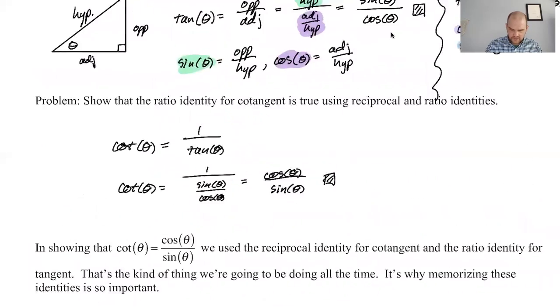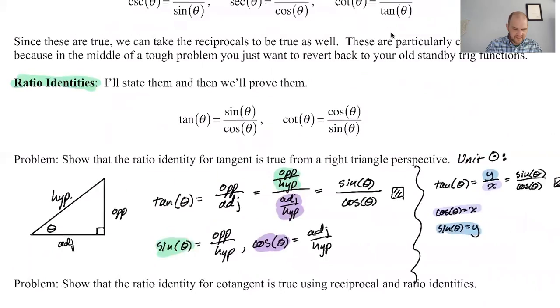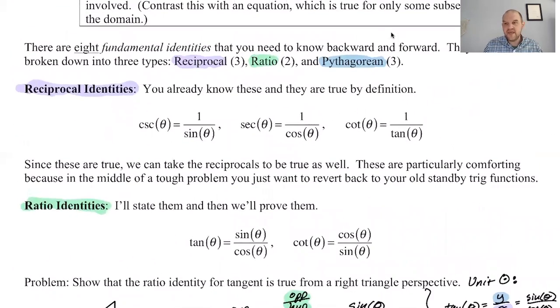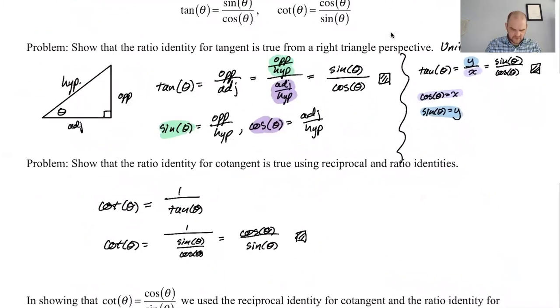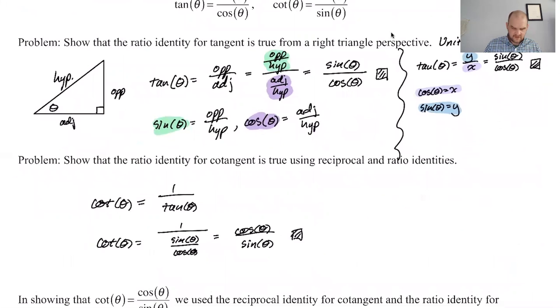But that's actually this whole page. We've got the reciprocals. There are 3 of them. You've got to remember them. They're by definition. Ratio identities: tangent is sine over cosine, cotangent is cosine over sine. Really, it's the tangent one that makes it all happen. And then a couple of verifications or proofs, derivations maybe, whatever you want to call them.